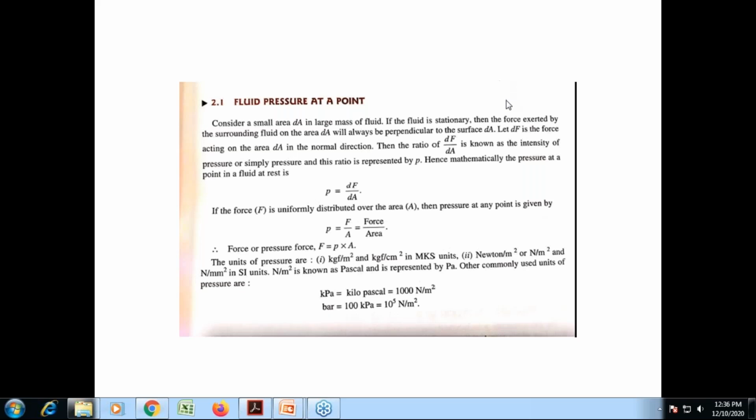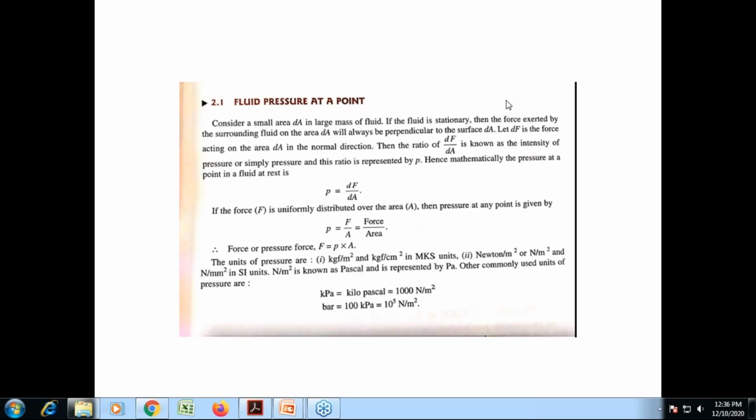I'm here to have the lecture on fluid pressure at a point, Pascal's law, and pressure variation in a fluid at rest. So let us start with the fluid pressure at a point. So what is the fluid pressure at a point?